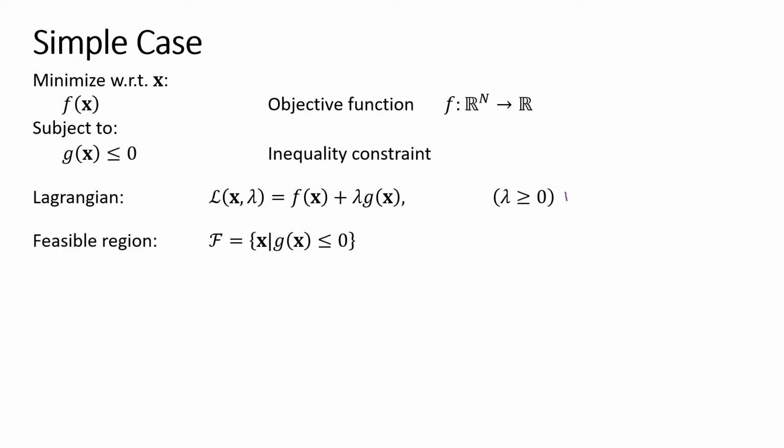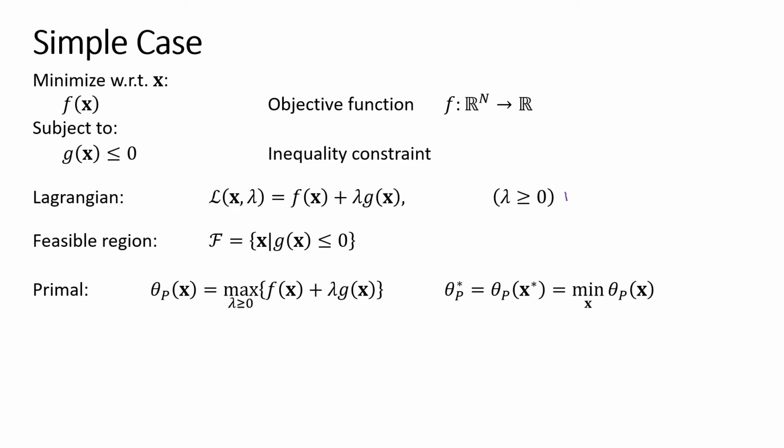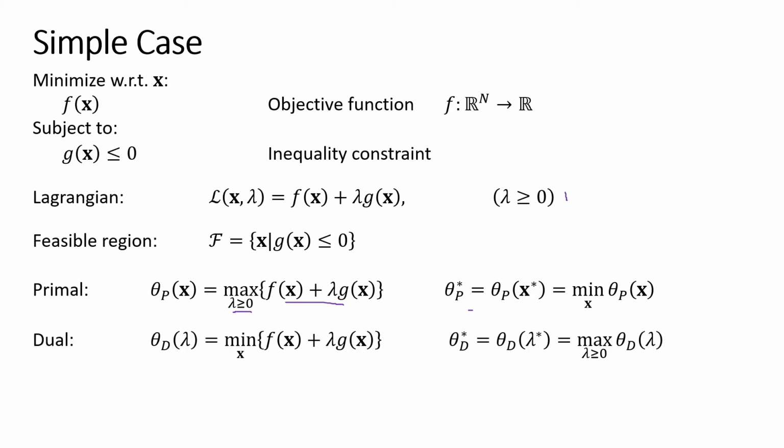The feasible region is the set of all points such that g of x is less than or equal to 0. The primal theta p of x is the maximum of the Lagrangian with respect to the single scalar dual variable lambda, and theta p star is the minimum point of the function theta p. The dual theta d of lambda is the minimization of f(x) plus lambda g(x) with respect to x, and theta d star is the maximum of the dual function theta d.